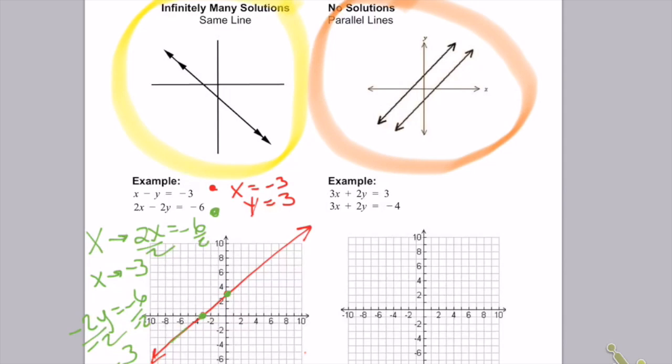And you can see, aw snap, they're the exact same line. So that means it has infinitely many solutions. Perfect. So that's the first one. The second one, let's go ahead and do that same process.